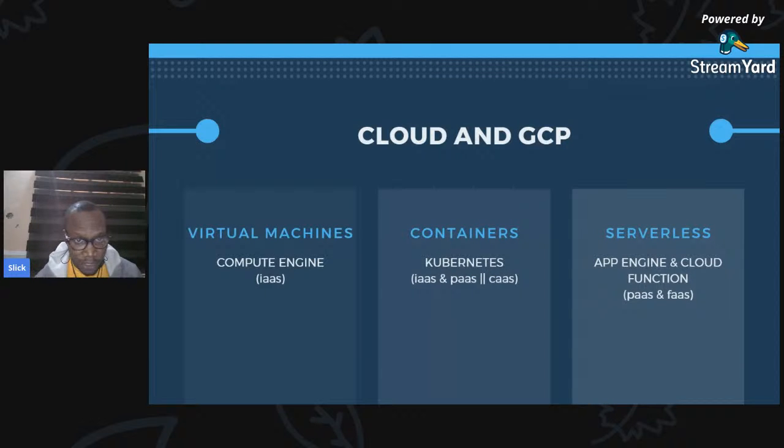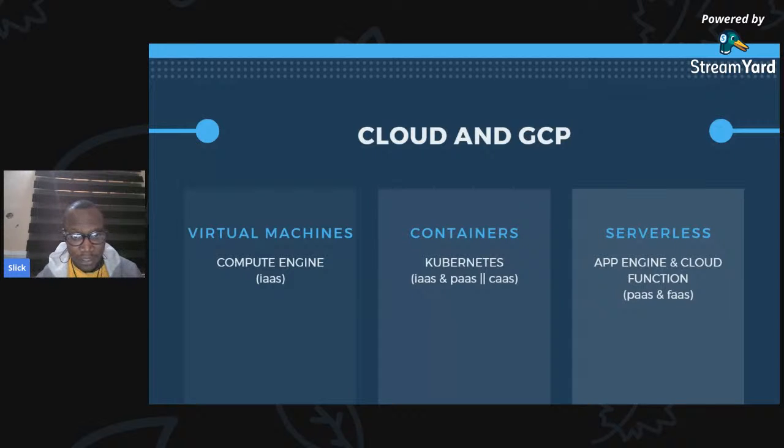So virtual machines, Compute Engine, IaaS. Examples of IaaS, infrastructure as a service, are Compute Engine and the virtual machines. We are going to talk about Compute Engine, where you actually have to configure things yourself, just like virtual machines, as I was discussing earlier on.